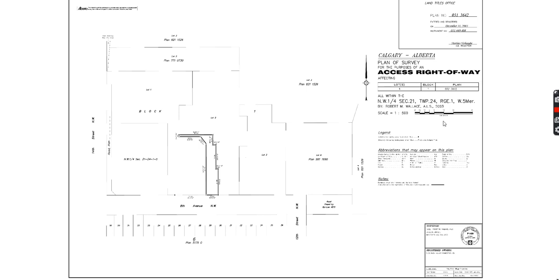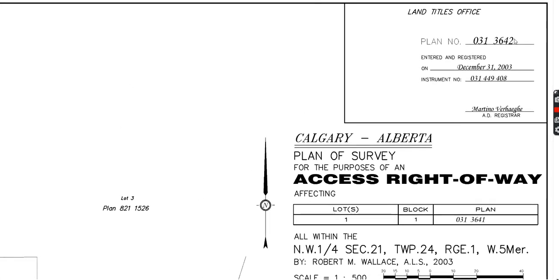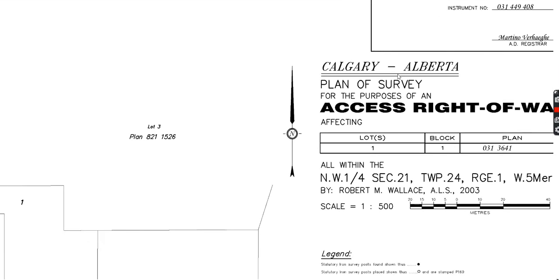But there's also right-of-ways. So they created a right-of-way, and you'll find that with the right-of-ways, that is always one number ahead or two numbers ahead. So the previous one was 0313641. That was the subdivision plan. The right-of-way plans come immediately after, so this is 42. They might have a utility right-of-way, which might be 43. They might have a drainage right-of-way, which would be the 44 instead.